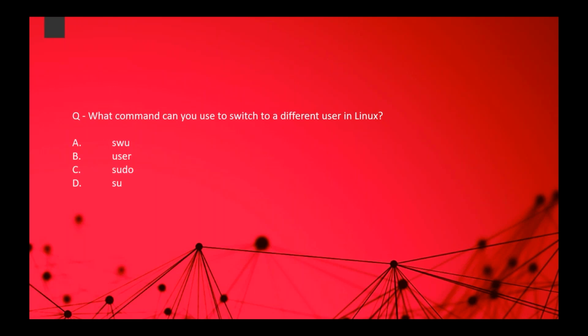Now these are the options. The first one says SWU, second says user, third says sudo, and the last one says SU. Now which option do you choose? D. Okay, how many are with D? I'm with one. A. SWU. Now what is SWU?